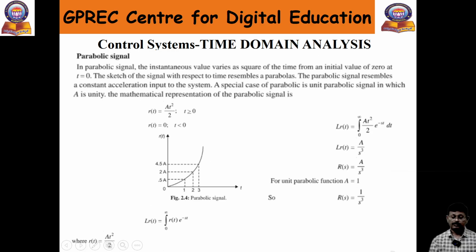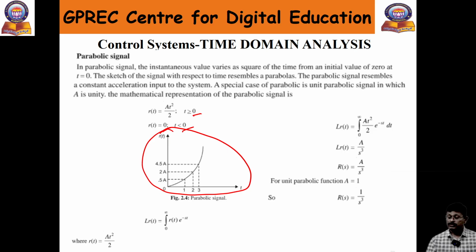Now coming to the next signal, the parabolic signal. So this is the parabolic, where r of t equals A t square by 2 for t greater than or equal to 0, and 0 for t less than 0. This is the representation of the parabolic signal in a graph. In time it is A t square by 2. Now take the Laplace transform. So r of t equals A t square by 2, and now multiply with e power minus st dt.